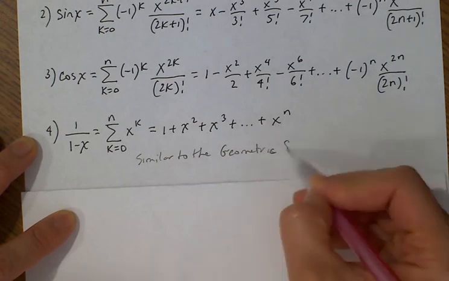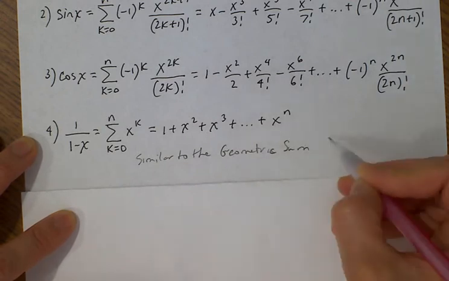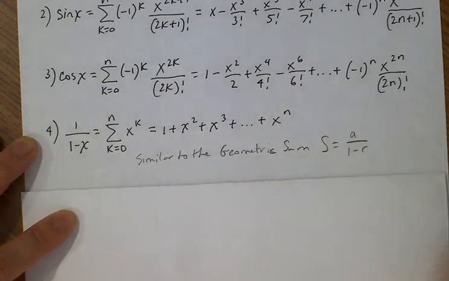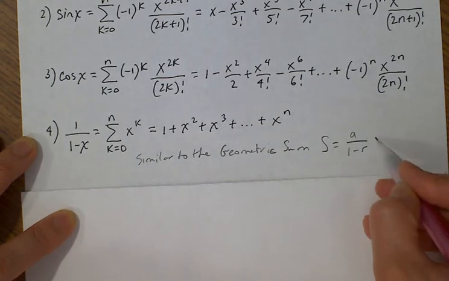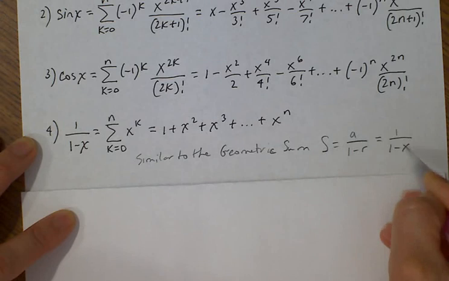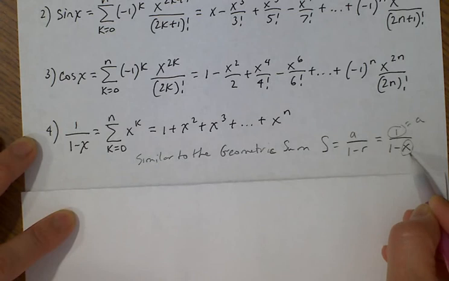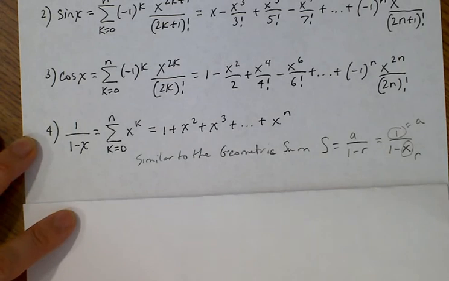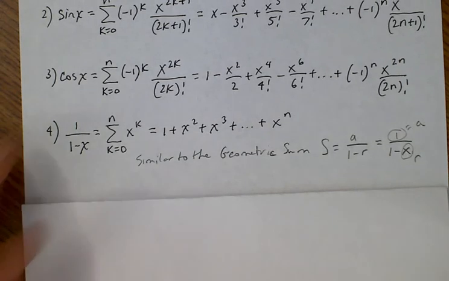And if you recall, the geometric sum is equal to S is equal to A over 1 minus R. So in this case, it's going to be similar to 1 over 1 minus x. So the first term is A, and then your common ratio is x. So that will be your R. All right, so that's a good way to remember it for the 1 over 1 minus x.